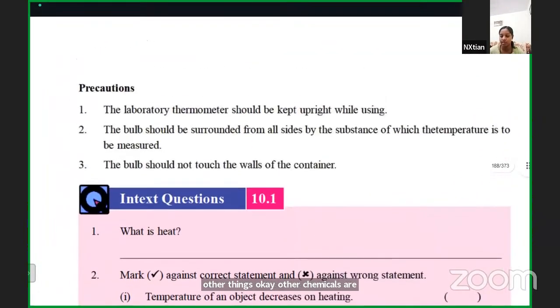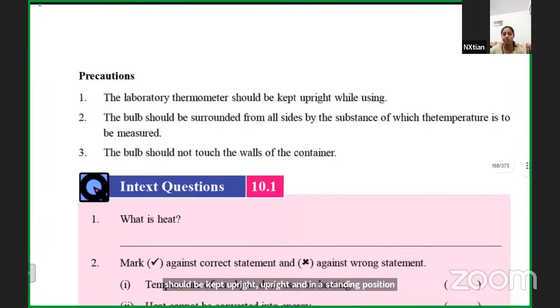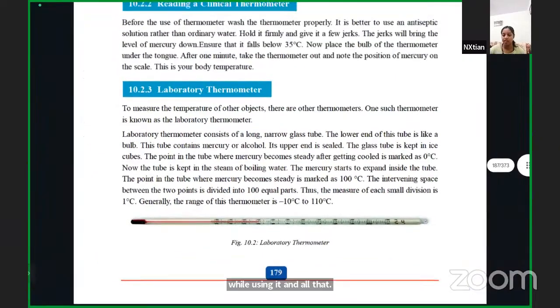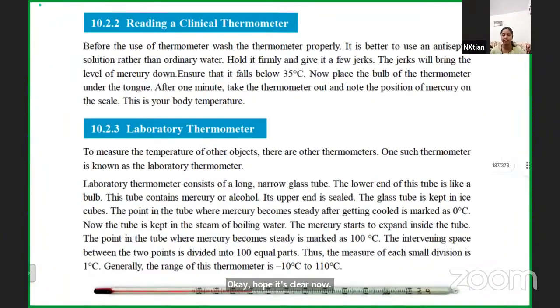All right, so there are some precautions. The bulb should not touch the walls of the container. It should be kept upright in a standing position while using it. Hope it's clear now, a laboratory thermometer and a clinical thermometer. After the class, you can go to YouTube and watch how a laboratory thermometer is used to measure the temperature of different things.